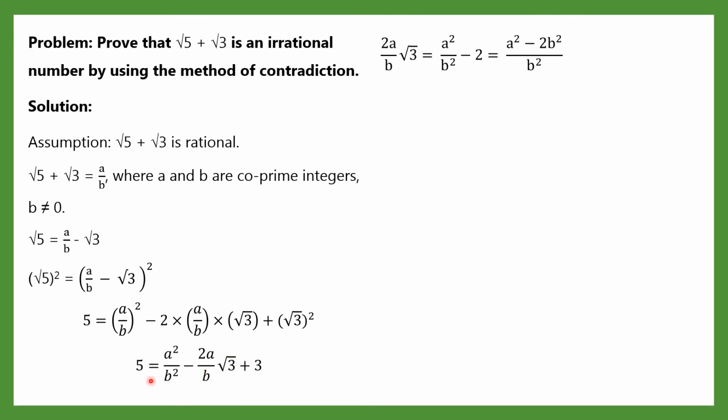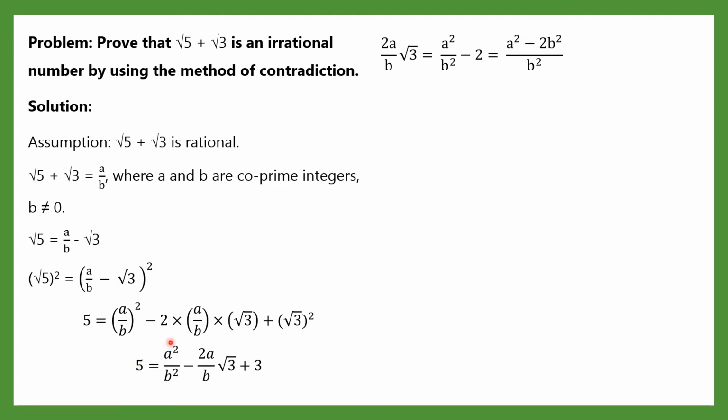Minus 2a by b root 3 has a minus sign. If I take it to the left side, it will get a plus sign. That's why here 2a by b root 3 is equal to the remaining all as it is, a square by b square. Here if we take plus 5 to the right side, it will become 3 minus 5. 3 minus 5 is minus 2. That's why directly I wrote here a square by b square minus 2. I am repeating this step.